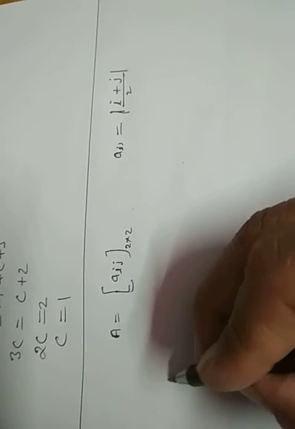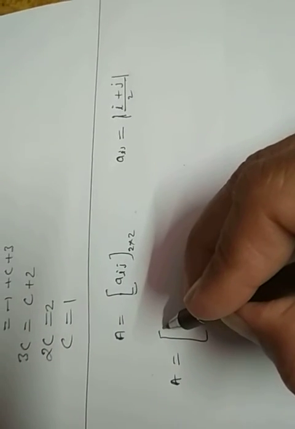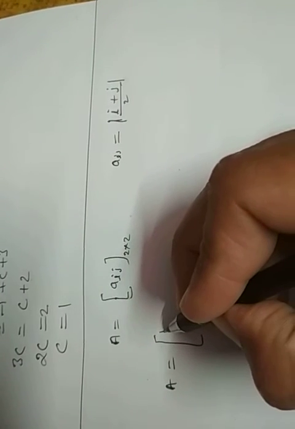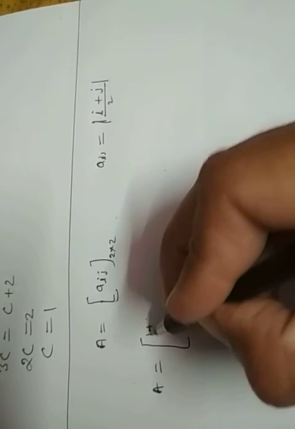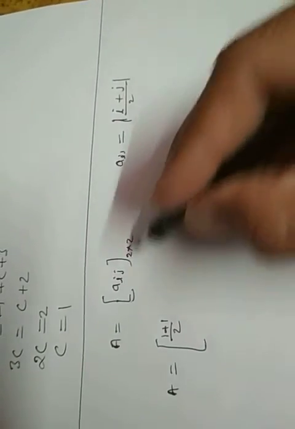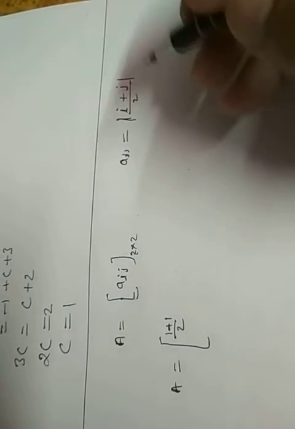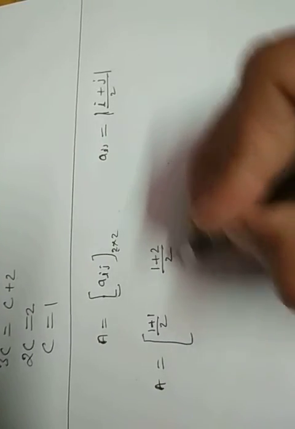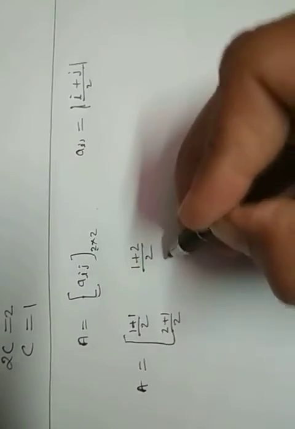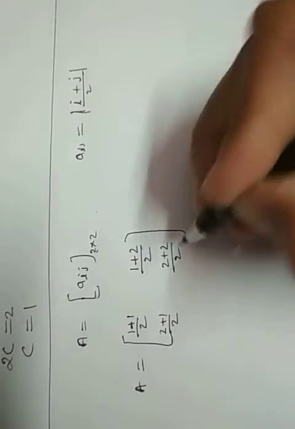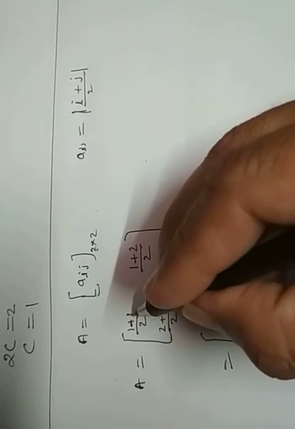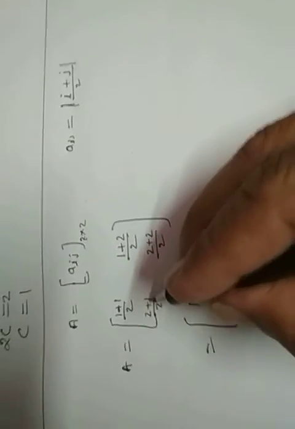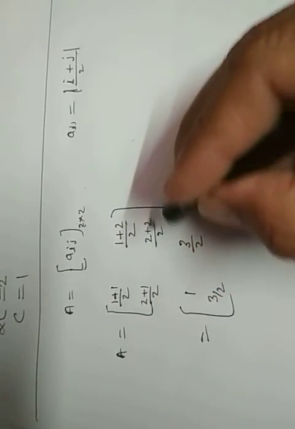So see, the matrix A will be, this is first row first column, that is mod of i plus j upon 2, that is 1 plus 1 upon 2. i shows the number of the row and j shows the number of the column. We have to make a 2 by 2 matrix. First row second column upon 2, second row first column upon 2, second row second column upon 2, so like this we can make the matrix. So this will be 1 plus 1, 2 upon 2 is 1, 1 plus 2, 3 upon 2, 2 plus 1, 3 by 2, 2 plus 2, 4 upon 2 is 2.